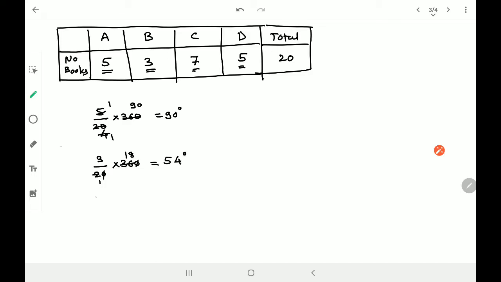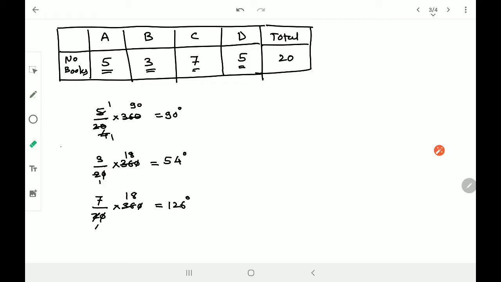Right? 7 out of 20 into 360. Right? 7 is the number of books I gave you. Let us take an approximate answer of this one, because it is again divisible. 18 sevens are, what is 18 sevens? 7 eights are 56. 6, 5 carry, 7 ones are 7 plus 5 is 12. So it is 126 degrees.